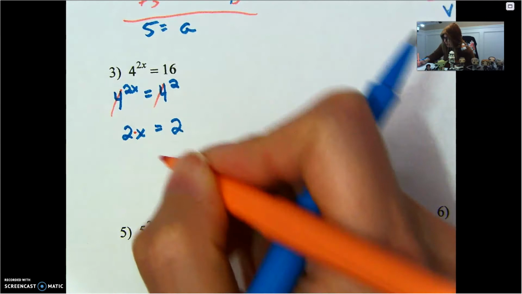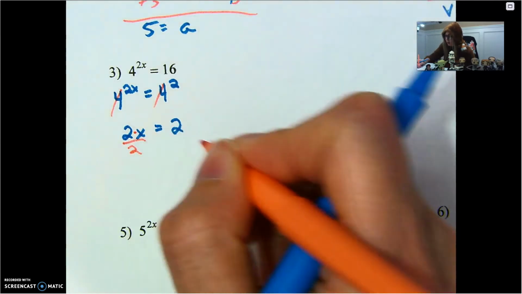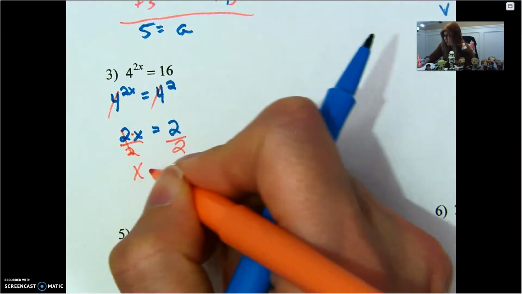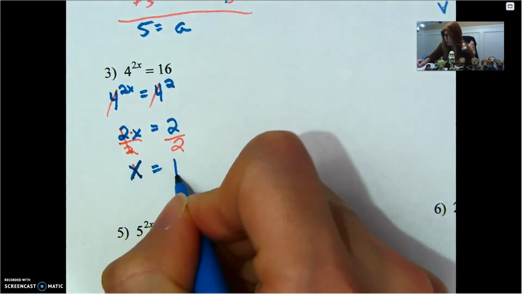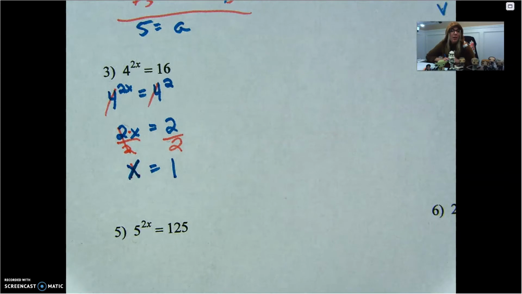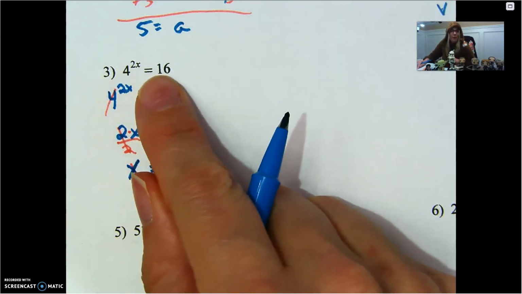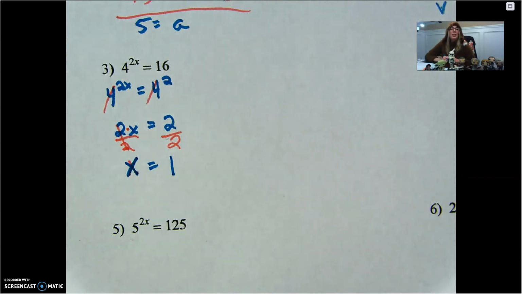All right, what's the opposite of times 2? Divide by 2. And what you do to one side, you do to the other. Good job. So then you get x equals 1. So it turns out that if you graph 4 to the 2x and you graph the horizontal line 16, it intersects at x equals 1.